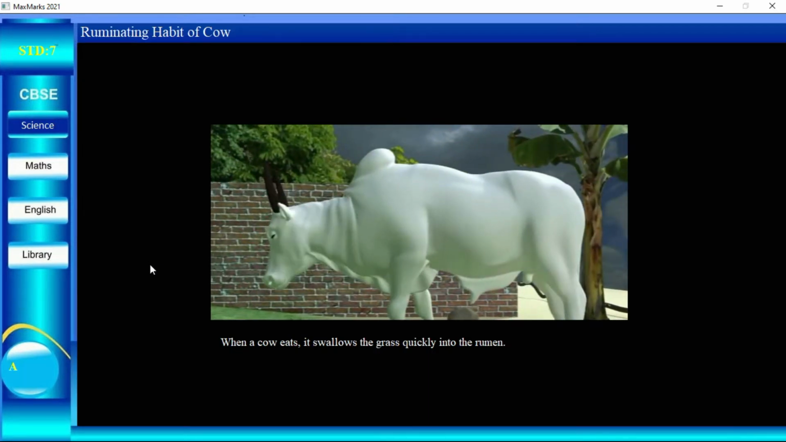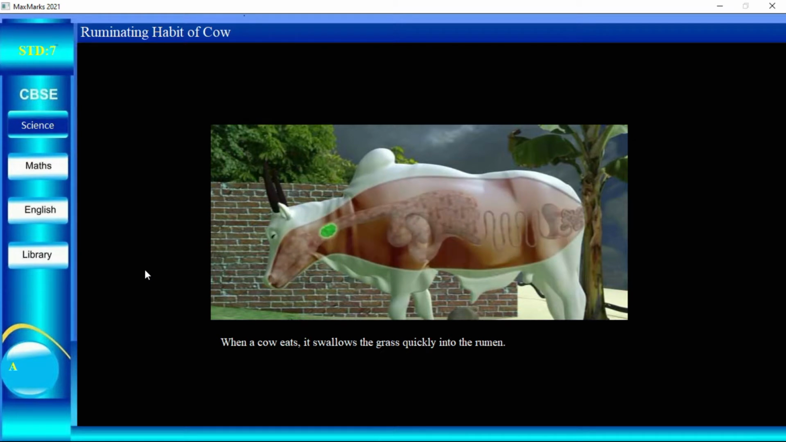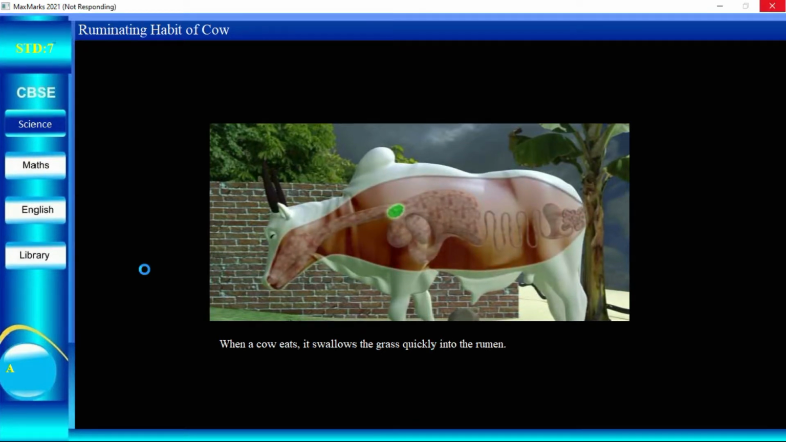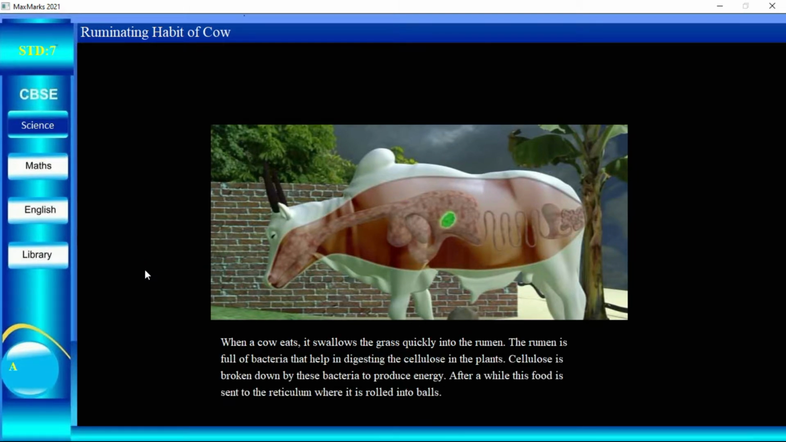Ruminating habit of cow. When a cow eats, it swallows the grass quickly into the rumen. The rumen is full of bacteria that help in digesting the cellulose in the plants. Cellulose is broken down by these bacteria to produce energy.